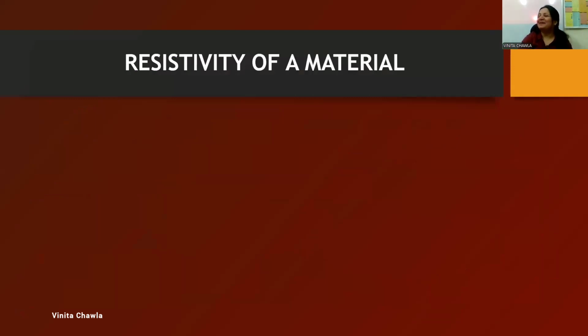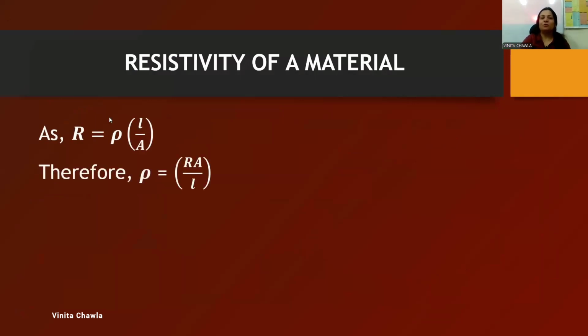Okay, next topic. Resistivity of a material. R is equal to rho L by A. We know this relation now. So we can find rho. We can write rho in terms of R, L, and A. So rho is R A by L. You can see A is in the denominator now, so it will move to the other side and go to the numerator, multiplied by R. So R A by L we get.